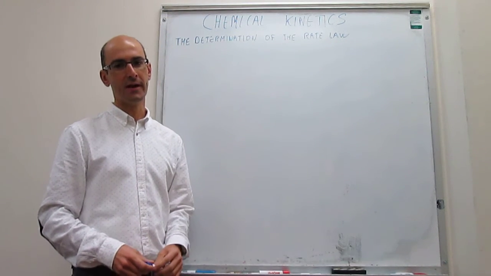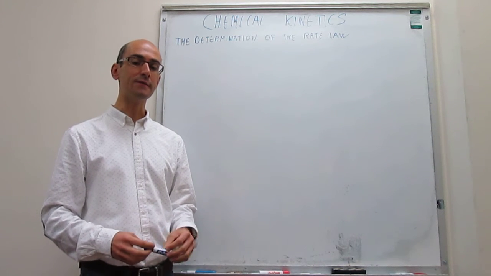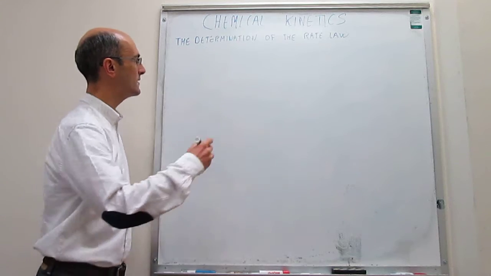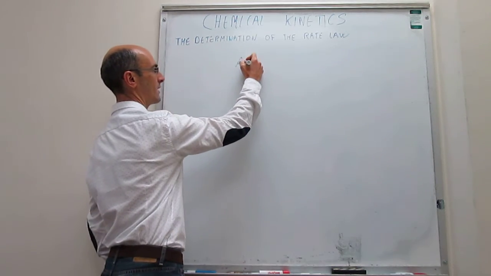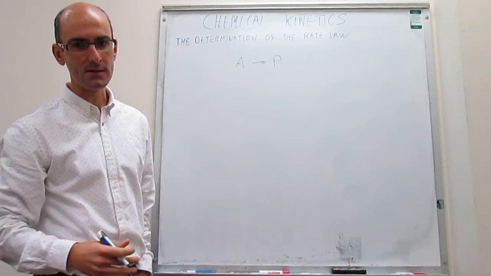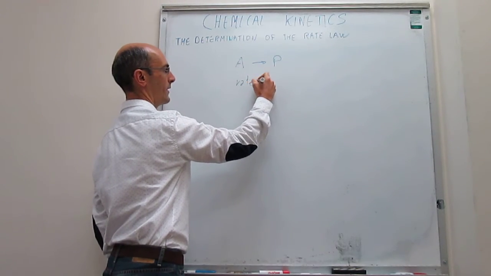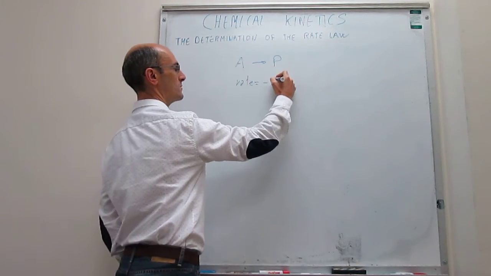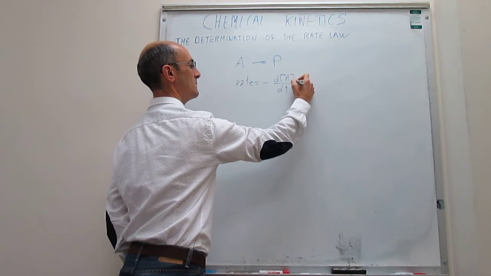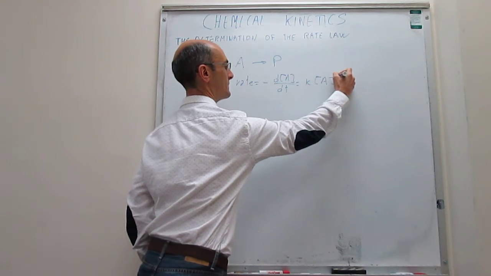In this video, we learn how to determine the rate law of a chemical reaction using the differential or Van Hoff method. Right, so the idea is as follows. Suppose that we have a chemical reaction with only one reagent, A to the products, and that means that we can write the rate law right away. Rate is going to be equal to minus the change in concentration of A over the differential of time, and then k, concentration of A to the x.